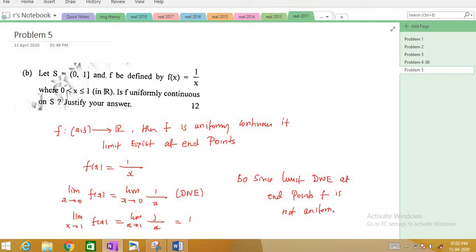You have to be very careful about the difference between uniformly continuous and uniformly convergent. Uniform convergence is for sequences and series of functions. Uniform continuity is for single functions. I'll just use this theorem now, and I'll give the proof after finishing all the question papers.